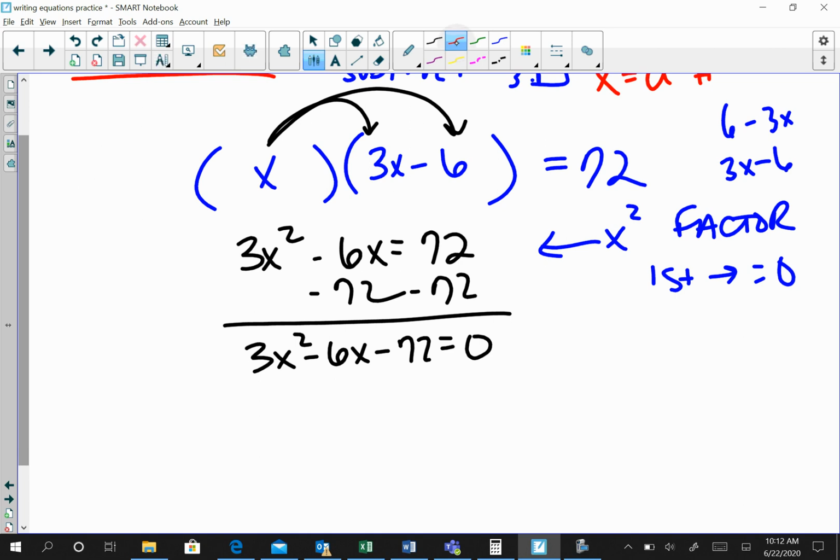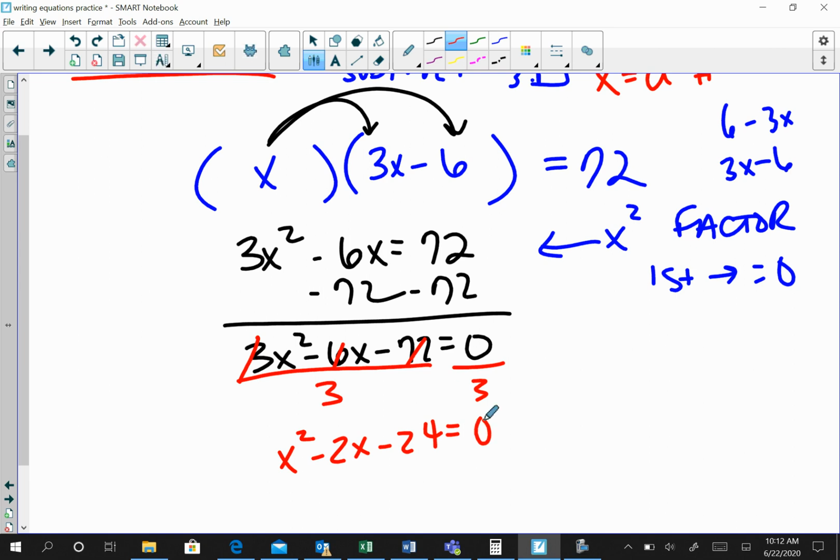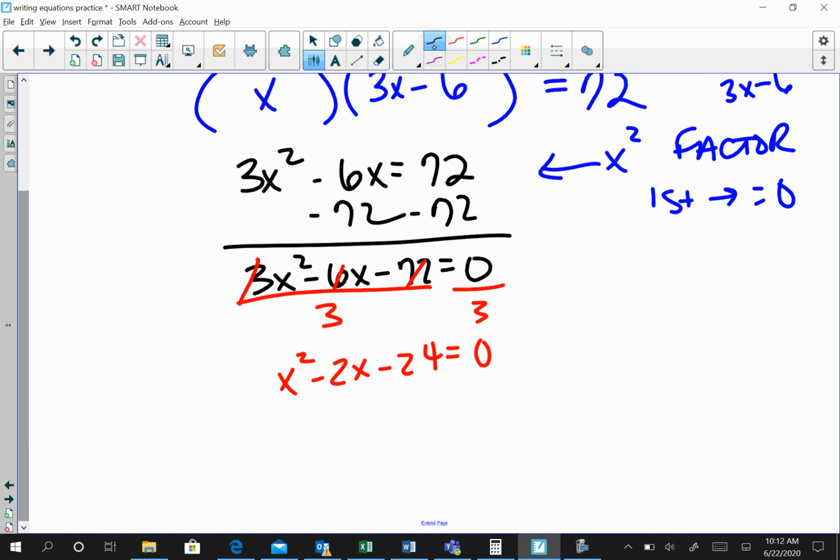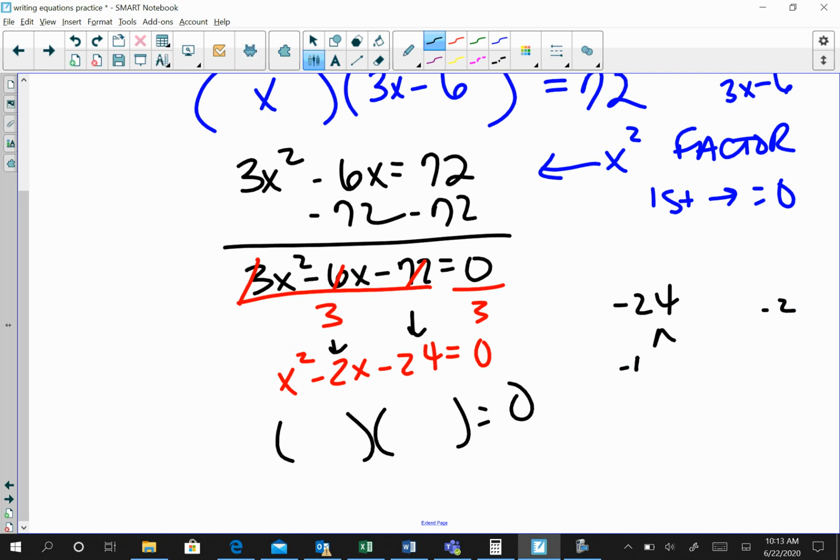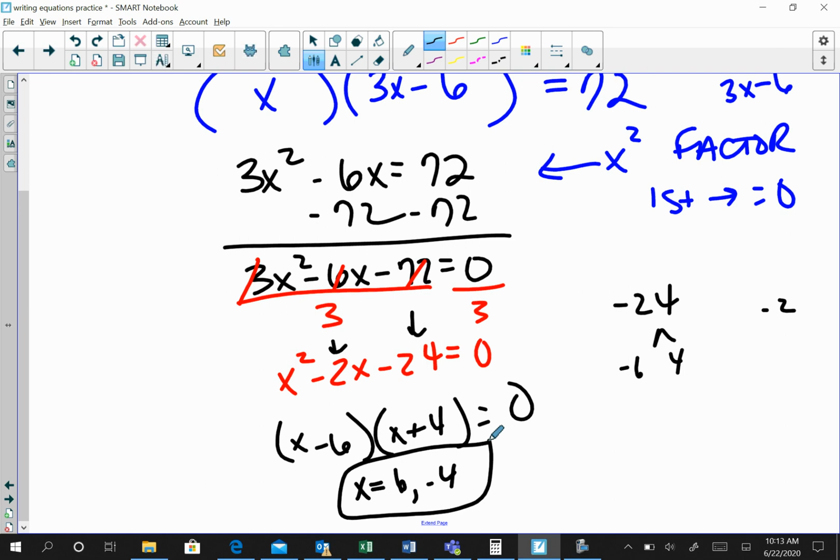You could factor straight from here. I can recognize that all of these numbers have a 3 in them, so I'm going to divide everything by 3. I get x squared minus 2x minus 24 equals 0. 0 divided by 3 is still 0. Factorable. Factors of my last number, negative 24, that add to my middle number, negative 2, are going to be a negative 6 and a positive 4. So x minus 6 and x plus 4, which makes my answers 6 and negative 4.